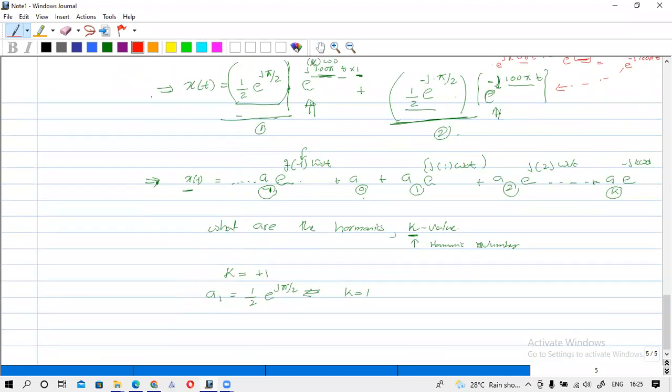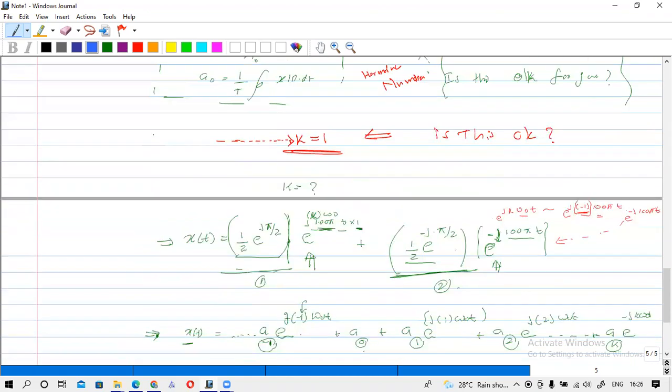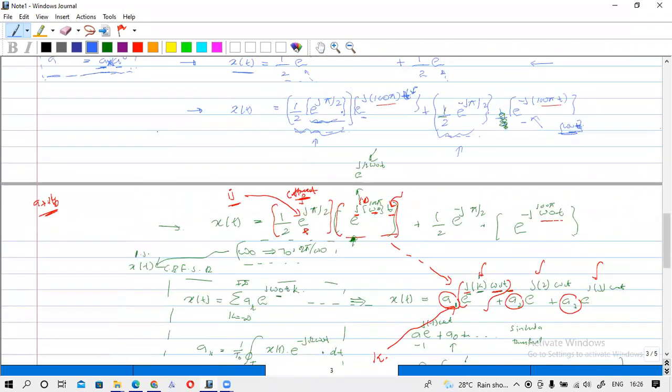The k value here should be -1. So here k is equal to -1. Correct? So I have a -1 equal to half e to the power minus j 5 by 2. Correct? So you have a1 and a -1. Now we will find the other one also.